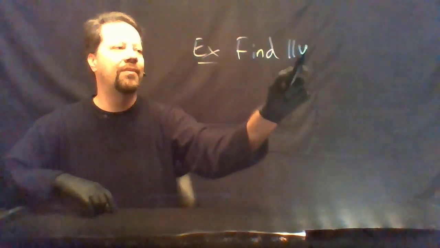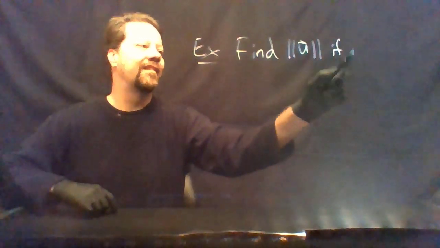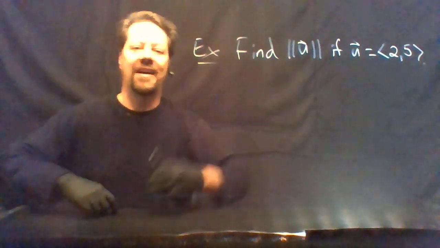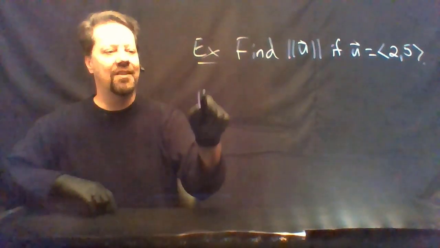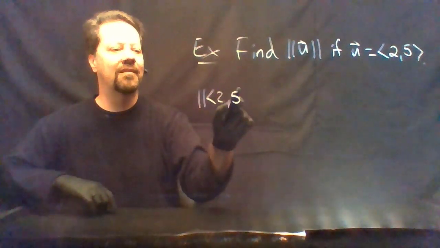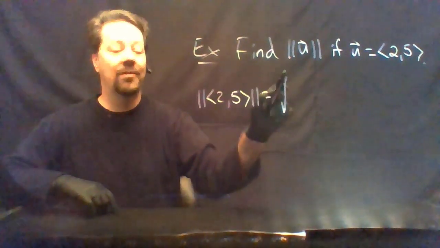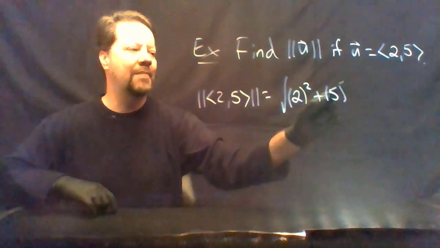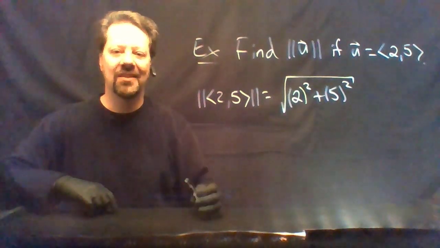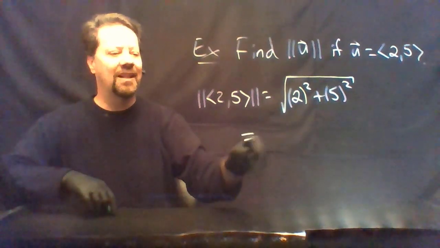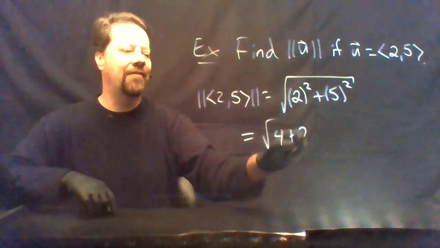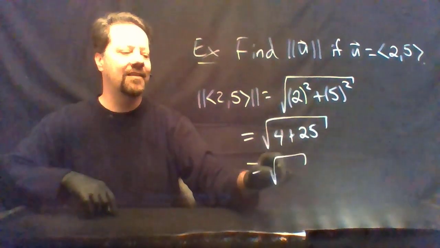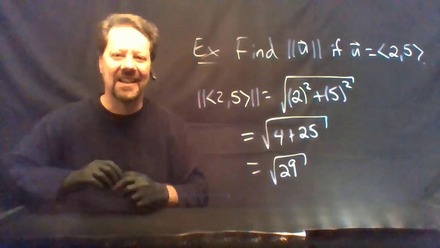Find the norm of u if u is the vector 2, 5. In our solution, we use the definition. We'll square the coordinates, add them up, and then take the square root. We'll get the square root of 4 plus 25, and that is the square root of 29.